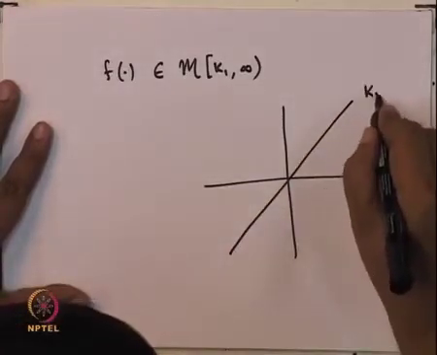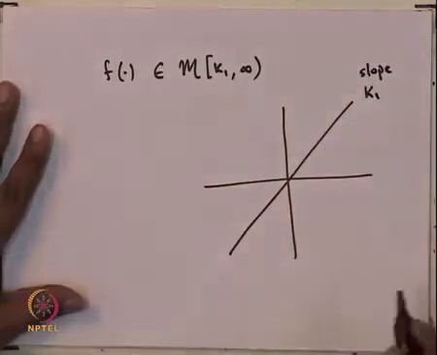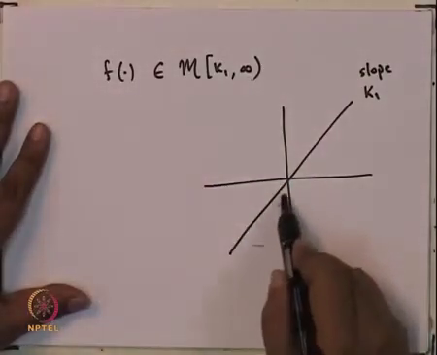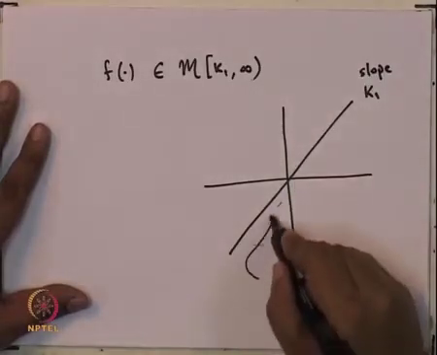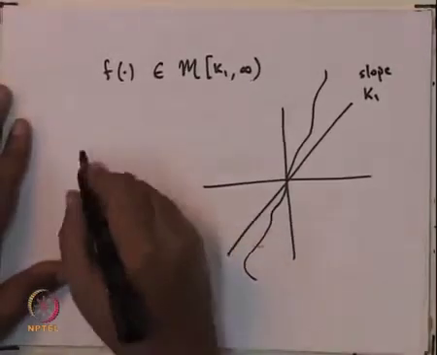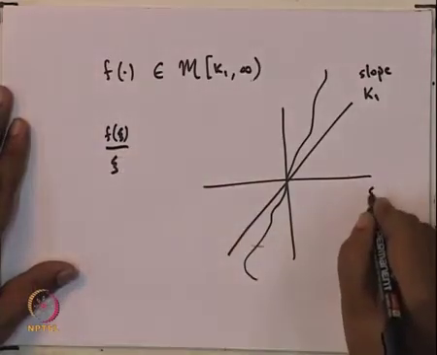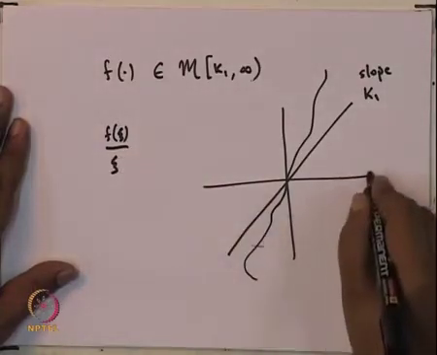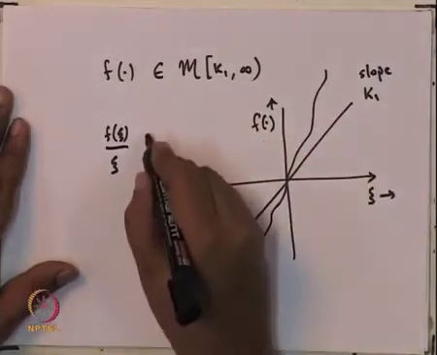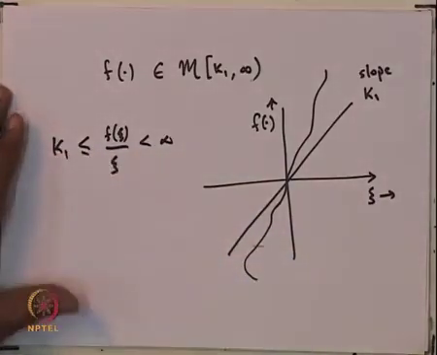So, this is a line with slope K1, and if the nonlinearity is in the K1 infinity sector, that means it lies here and here. So, it could be something like that. In other words, the nonlinearity is such that f psi by psi, where psi is the input of the nonlinearity and f psi is the output, is less than infinity, but greater than or equal to K1.